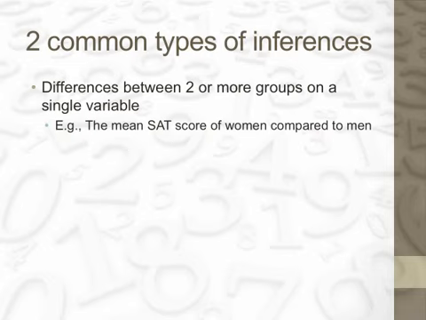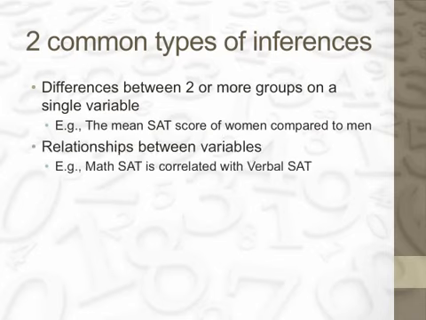So there are two common types of inferences that we make. First of all, differences between two or more groups on a single variable. An example of that would be, let's say we wanted to compare the mean SAT score of women compared to men. So we sometimes want to make inferences about the differences between two groups. There are two techniques commonly used to do that. One is called a t-test and one is called ANOVA, or analysis of variance, and those two were briefly discussed in the Jones and Kotler chapter. But the important thing to know is that in this case we want to make inferences about the differences between two or more groups on a single variable. And I'll give you an example from a research study in a second.